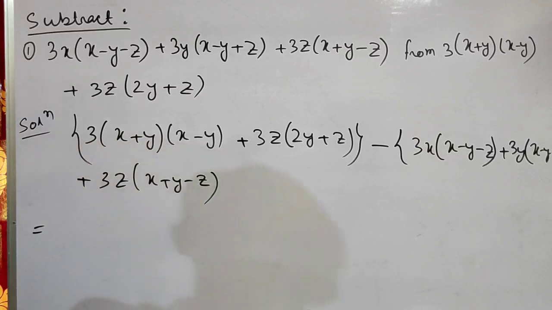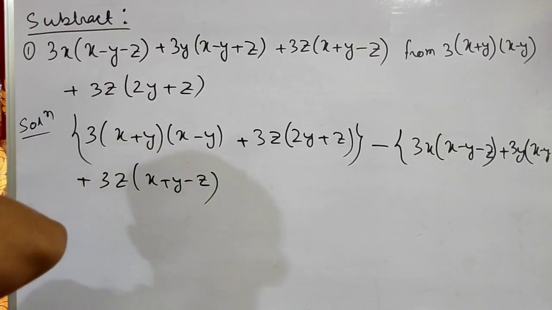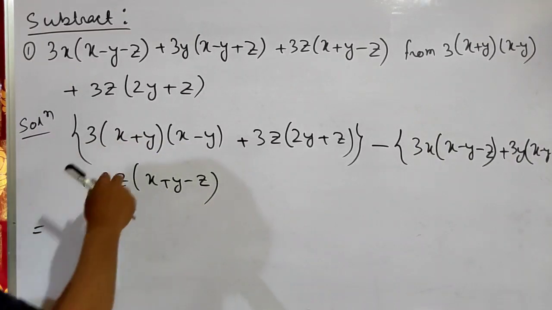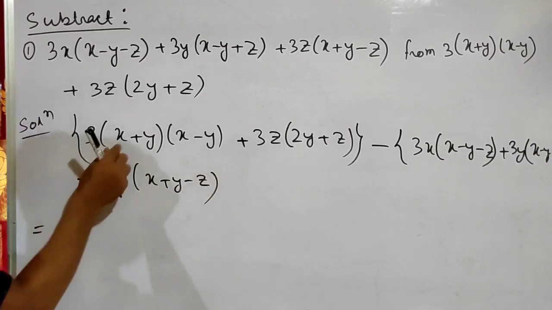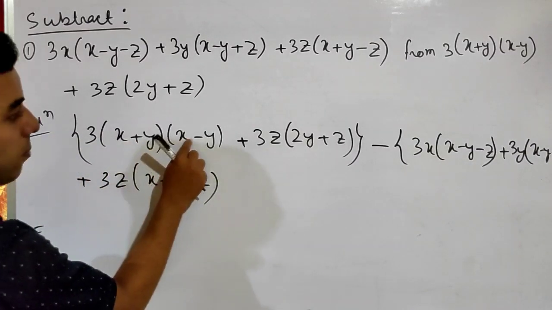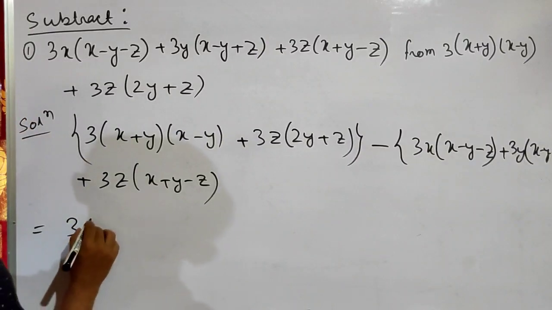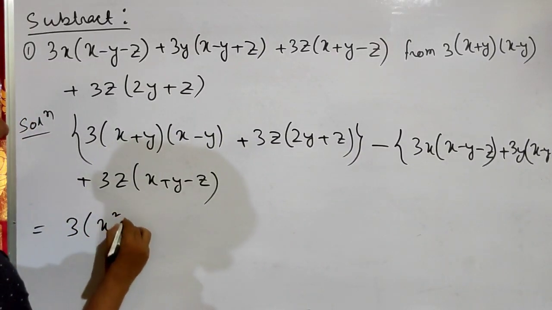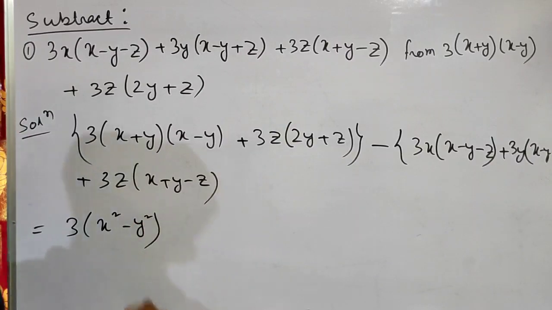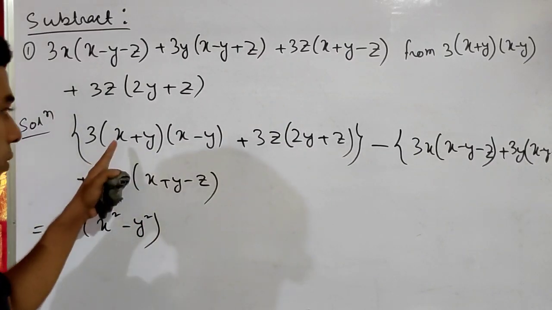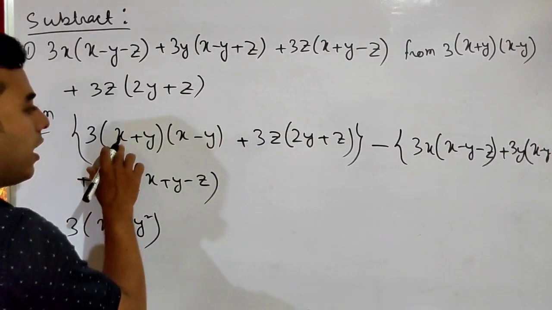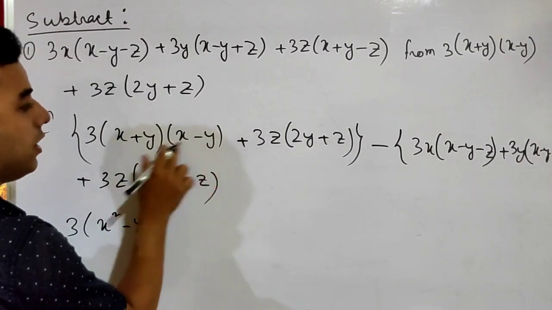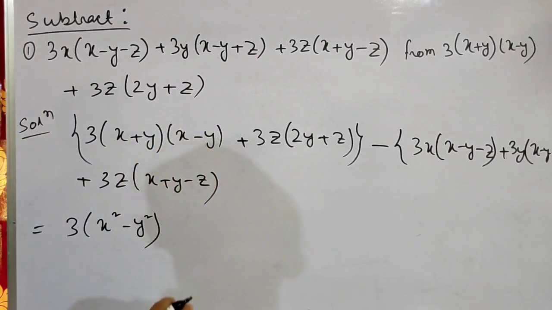So look, 3 into x is what? First we have to look: A plus B, A minus B means A square minus B square. This one is A plus B, A minus B means what? 3 into A square minus B square. Okay, A square minus B square. This one is A plus B, A minus B, consider it that way. A plus B, A minus B means A square minus B square.